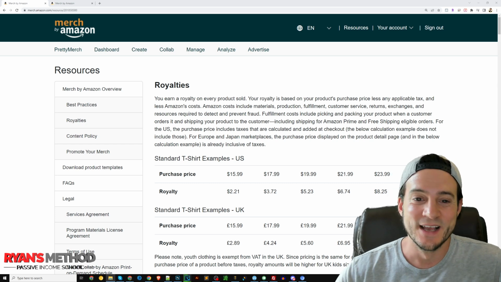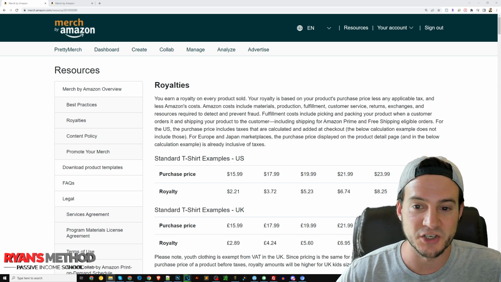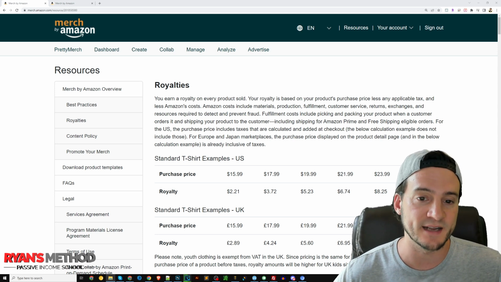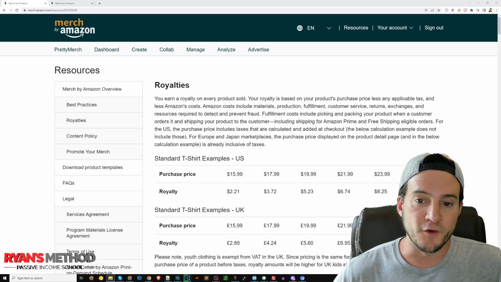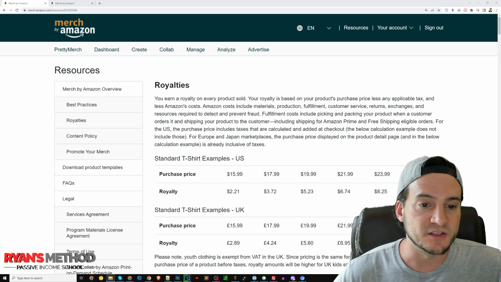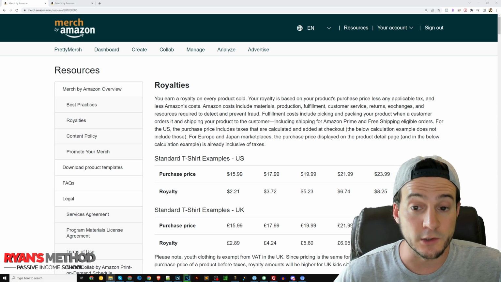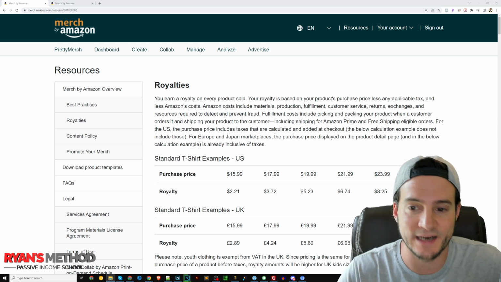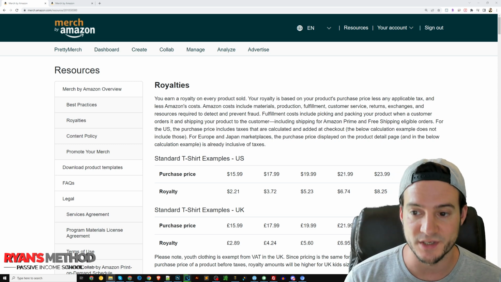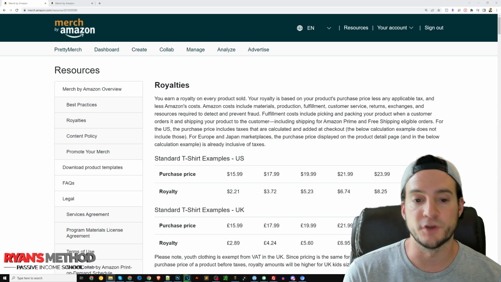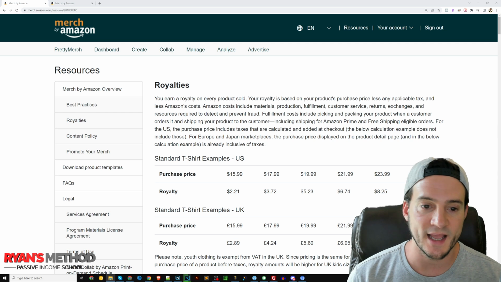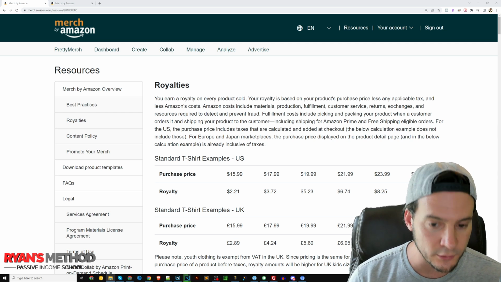That's what it is. Amazon costs include materials, production, fulfillment, customer service, returns, exchanges, and resources required to detect and prevent fraud. Fulfillment costs include picking and packing your product when a customer orders it and shipping your product to the customer, including shipping for Amazon Prime and free shipping eligible orders. For the US, the purchase price includes taxes that are calculated and added at checkout. The below calculation example does not include those. For European and Japan marketplaces, the purchase price displayed on the product detail page and in the below calculation example is already inclusive of the taxes.